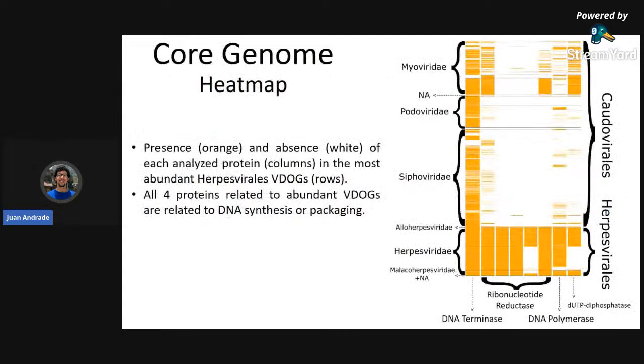And we got a total of 8 VDOGs, which were associated to 4 Herpesvirales proteins: the TPS subunit of the DNA terminase, both subunits of the ribonucleotide reductase, the DNA polymerase, and the dUTP diphosphatase. All of these proteins are related with DNA synthesis.